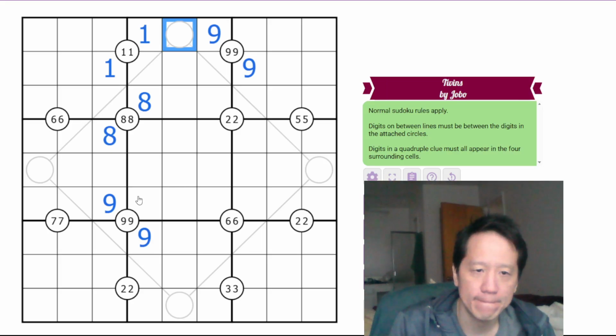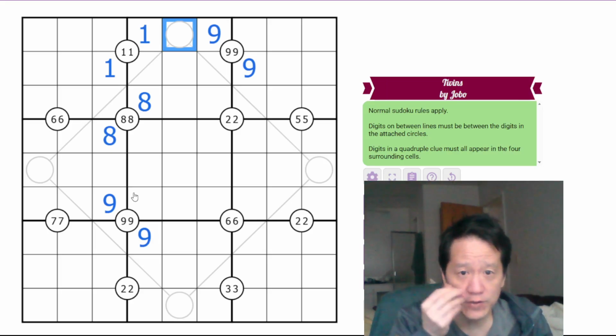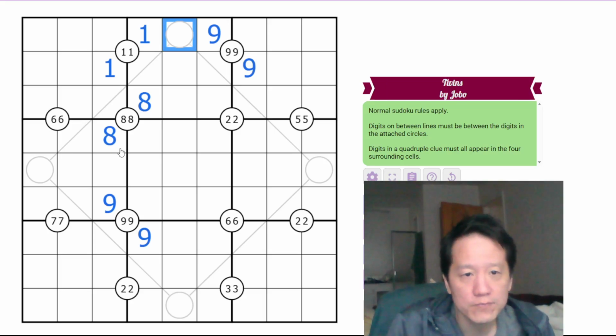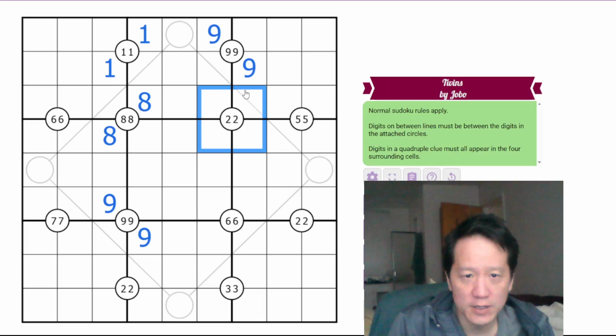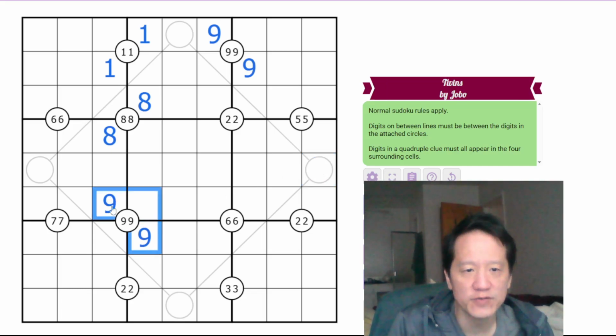Hmm. Do we have anything else here? 2 can be on a between line here if this is a 1. And that's possible now. The 9s are not possible because of these 9 quad clues.